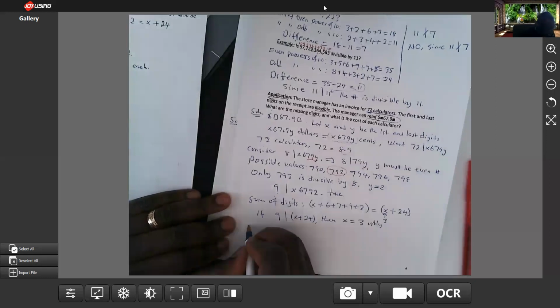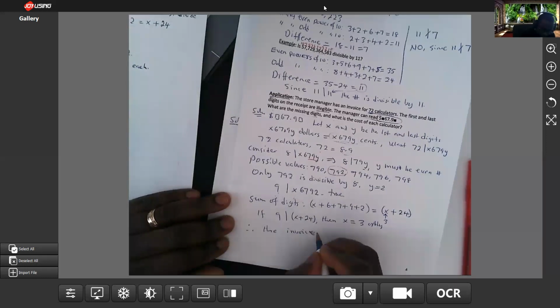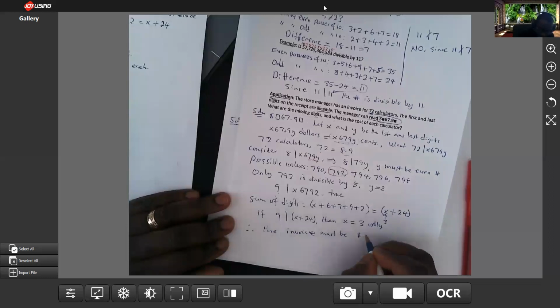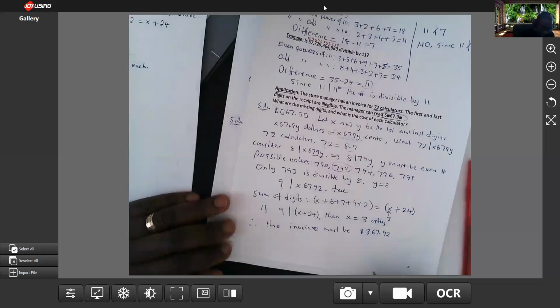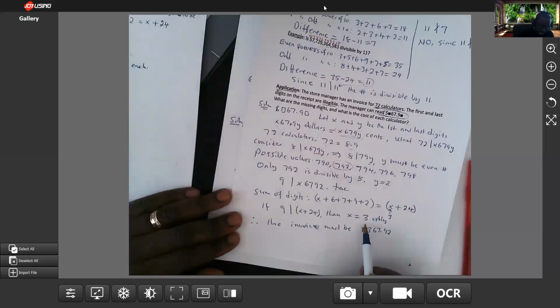Hence, the invoice will be 367.92 dollars. Okay, that's our invoice. That is, the missing numbers are 3 and 2. The first is 3, the last is 2.